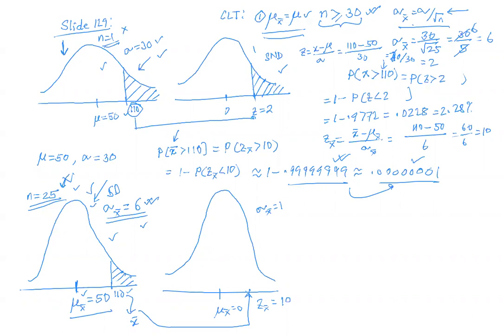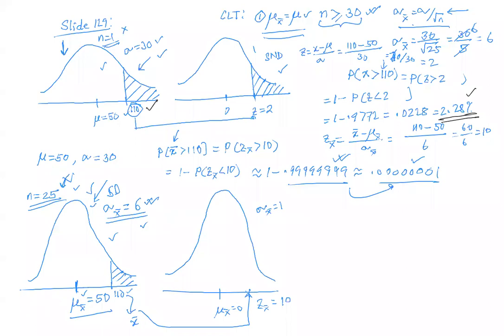The probability that one person spends more than 110 minutes on social media is not that high, but still it's not bad exactly. It is, by the way, where was it? Yeah, it's right here, about 2.28%. So the probability that if I select a person randomly from the street, that person spends more than 110 minutes on social media is about 2.28%.